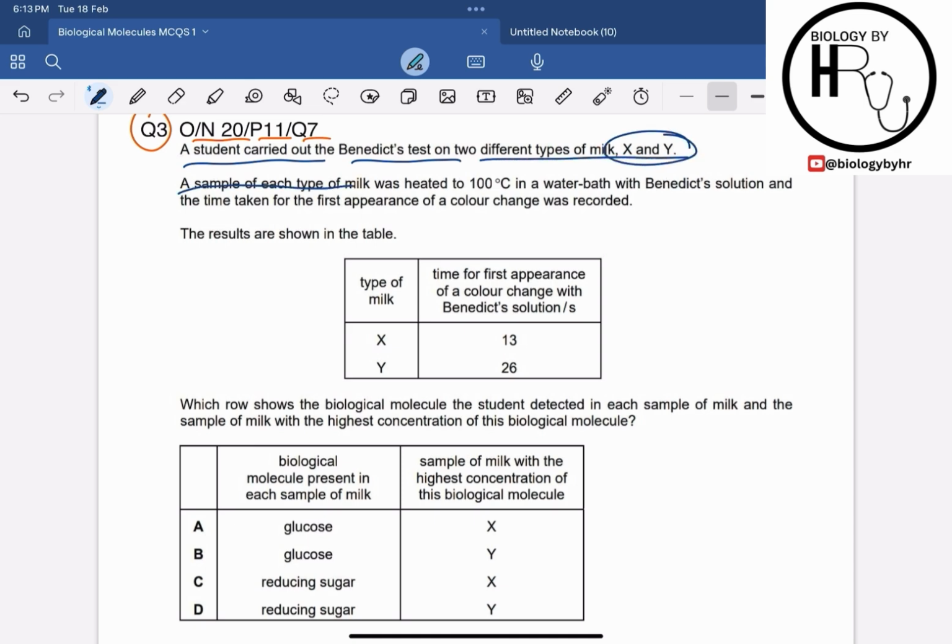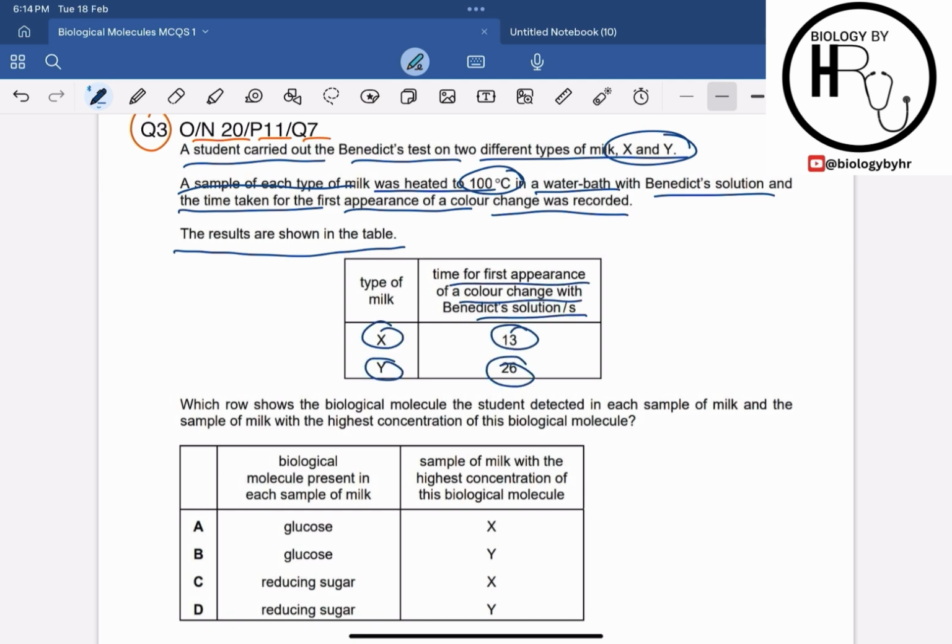A sample of each type of milk was heated to 100 degrees Celsius in a water bath with a Benedict solution, and the time taken for the first appearance of a color change was recorded. The results are shown in the table. Type of the milk X and Y. Time for the appearance of the color change in the Benedict solution: 13 and 26.